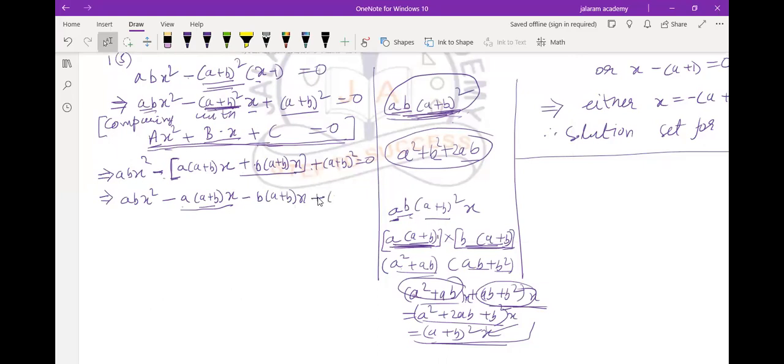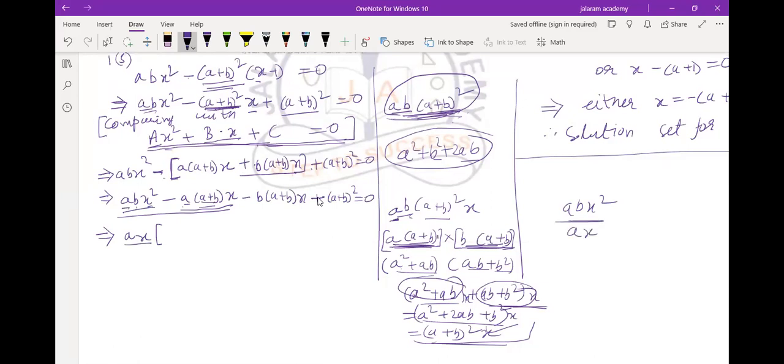And this (a plus b) whole square equals 0 is written as it is. It implies, now from the first two terms, which term is common? We are observing that a is common, b is not common, a plus b is not common, x is common. So use a square bracket to write the remaining terms. So abx square is the first term and we have taken ax common.